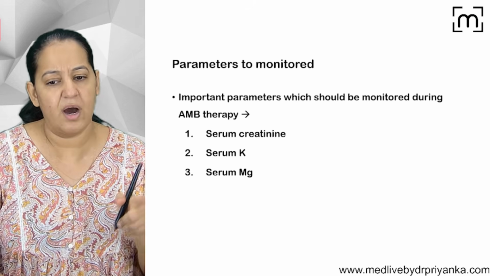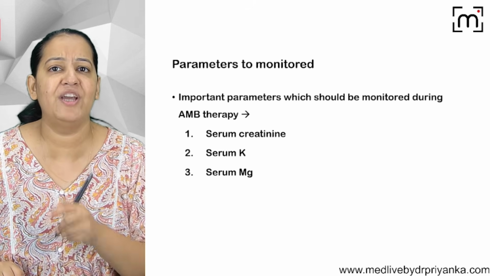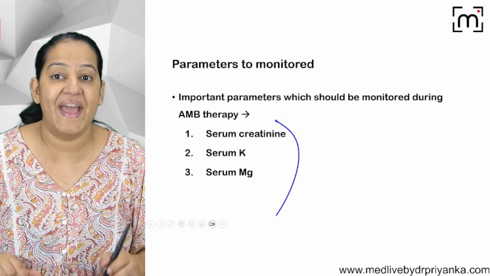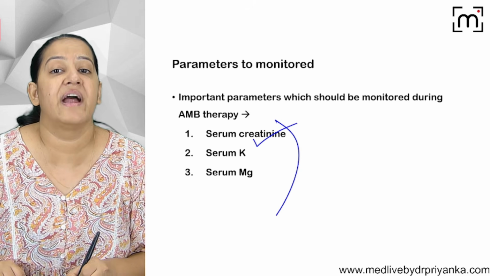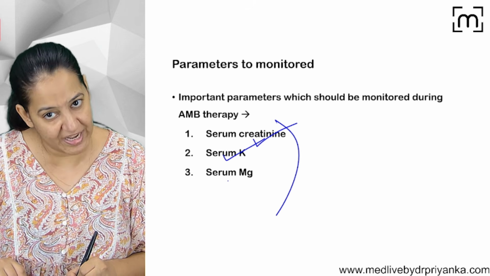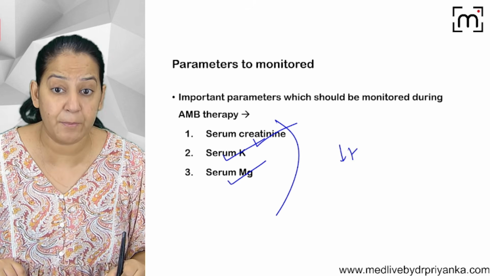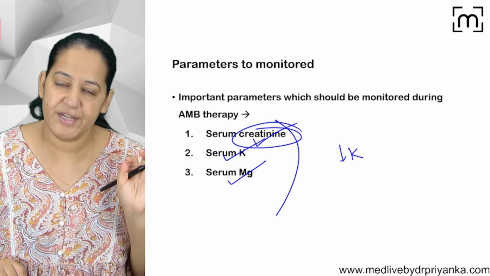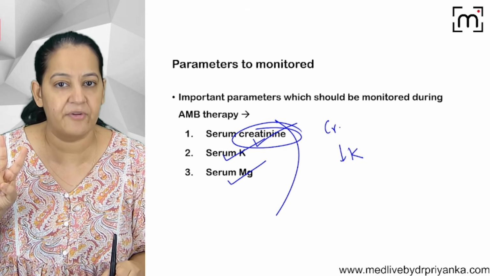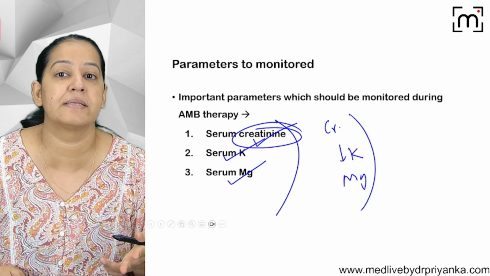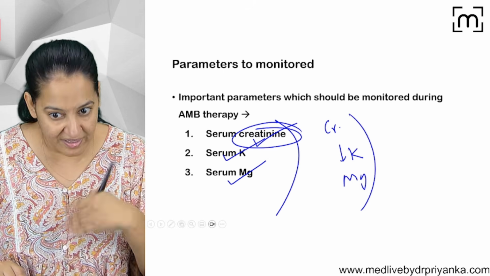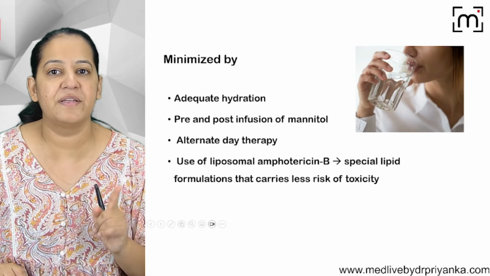Whenever you start amphotericin B in any patient, you keep monitoring at least on alternate days or weekly. We monitor serum creatinine, serum potassium and serum magnesium, because it is causing hypokalemia. It affects the kidney, that's why we have to monitor these three things. We monitor daily or on an alternate basis, based on which we decide whether to continue the therapy or not. These are the parameters to be monitored.